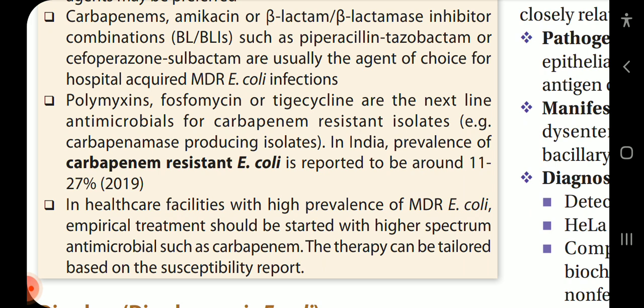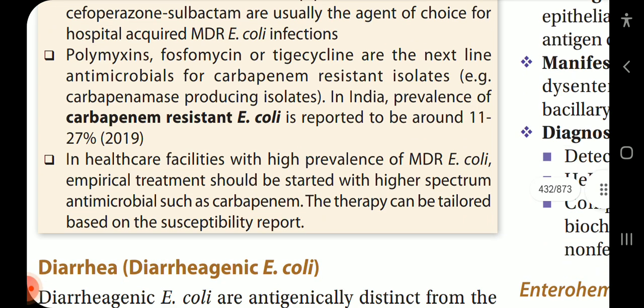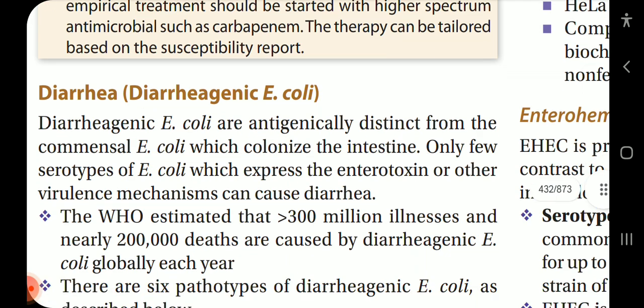In healthcare facilities with high prevalence of MDR E. coli, empirical treatment should be started with broad spectrum antimicrobials such as carbapenem. The therapy can be tailored based on the susceptibility report.